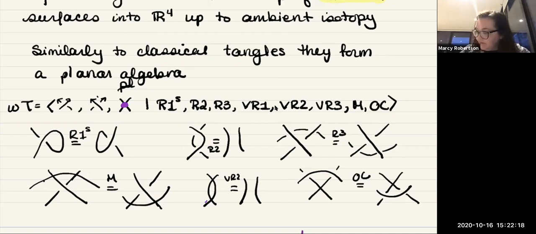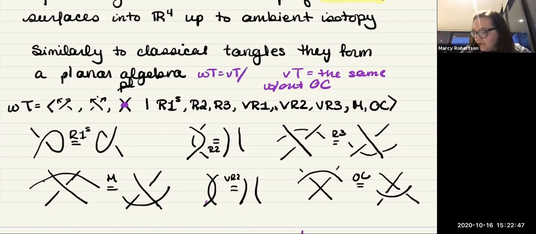I should say that there's also a virtual tangles version of this. These are embedded one-manifolds in thickened surfaces. These are the same without OC. To put that in math, WT equals VT mod OC. So you add an extra operation. They're very different geometric objects, but they have similar presentations as a planar algebra. But that's only if you're curious about why I'm skipping the virtual case.